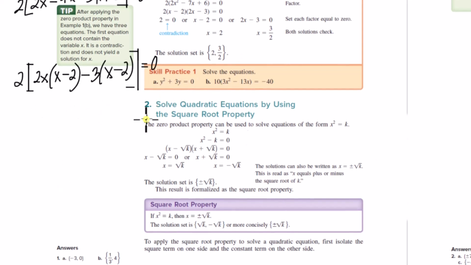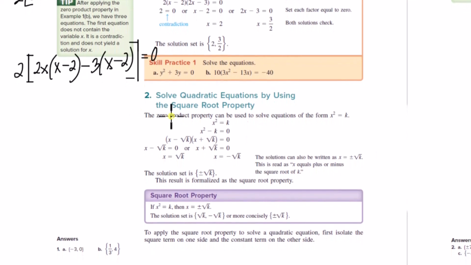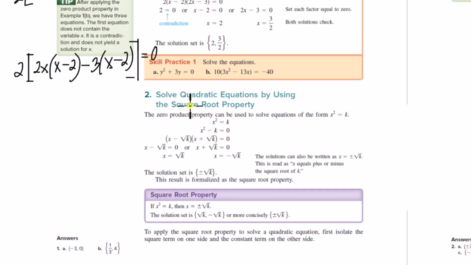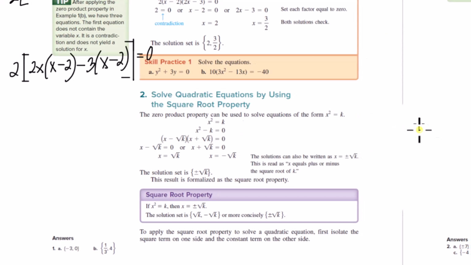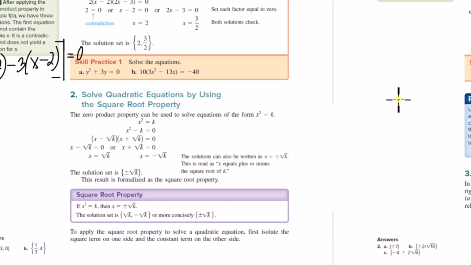Okay, now the next method we can use to solve quadratic equations is by using the square root property. And so to show exactly what the square root property is, we start with a simple quadratic equation, and then in the next section we'll see what the more general use of the square root property is as far as solving any kind of quadratic equation, simple or non-simple.